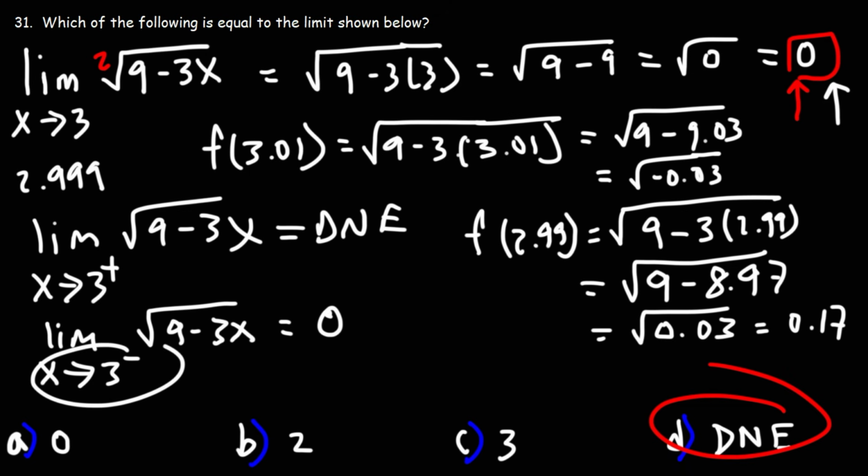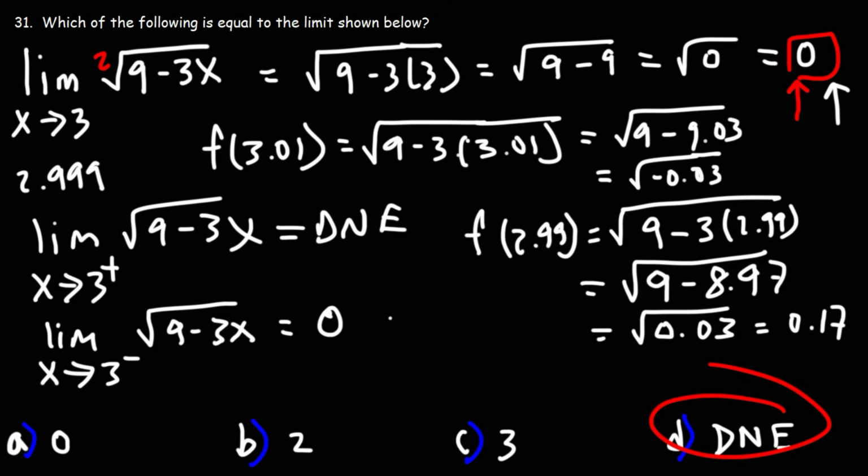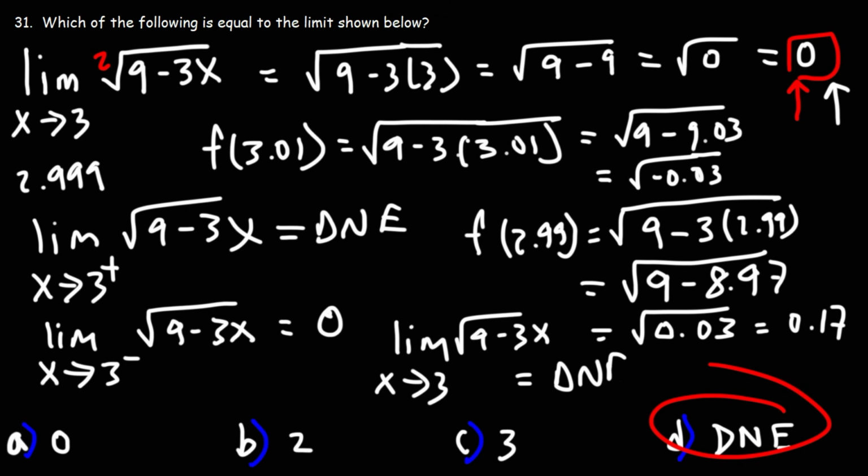Now, because the left-sided limit and the right-sided limit are not equal to each other, then the limit as x approaches 3 for the square root of 9 minus 3x does not exist. In order for this limit to exist, the left-sided limit and the right-sided limit have to be the same. They have to match. If they don't match, then this limit doesn't exist. So that's why D is the correct answer. We will only get 0 for the left-sided limit, not the right-sided limit. That's why you need to be careful anytime you get a 0 from a radical in a limit problem, because there's a good chance that the left-sided limit and the right-sided limit won't exist.